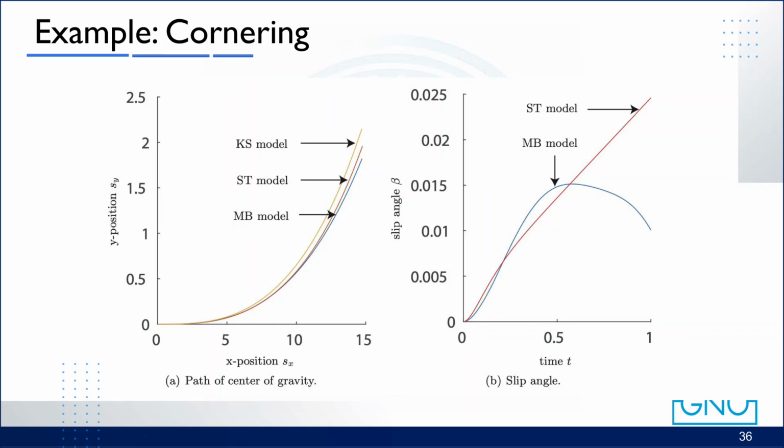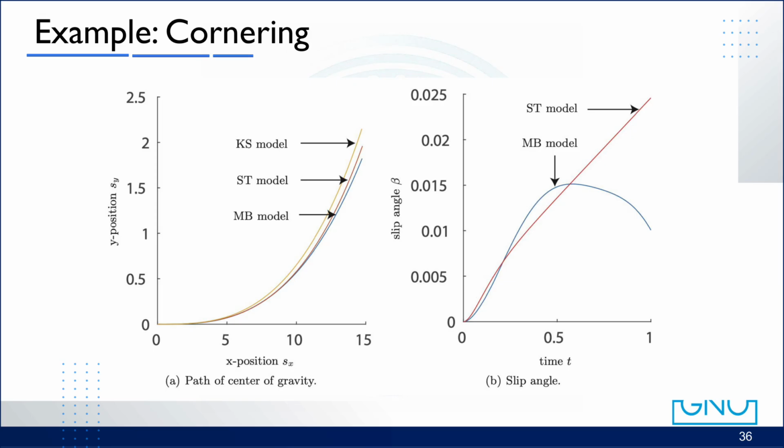On the left, we can see the trajectory of the vehicle's center of gravity plotted on the XY plane. Three models are compared here: the kinematic single-track model, KS, the dynamic single-track model, ST, and the multi-body model, MB. At the beginning, all three models produce nearly identical paths. As the vehicle enters the cornering section, the curvature of the path, meaning how sharply it bends, gradually increases. This corresponds to a smaller radius of curvature, or, in simple terms, a tighter turn.